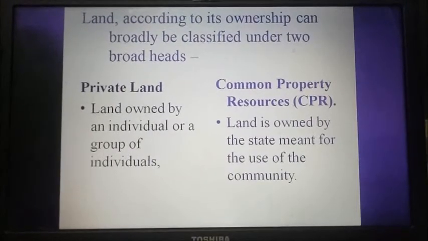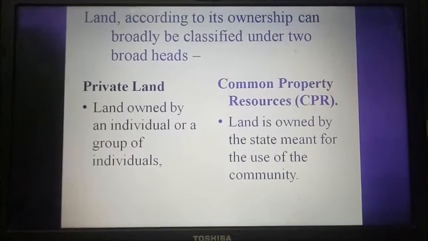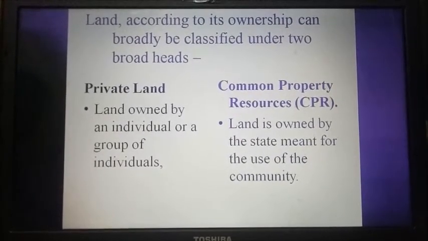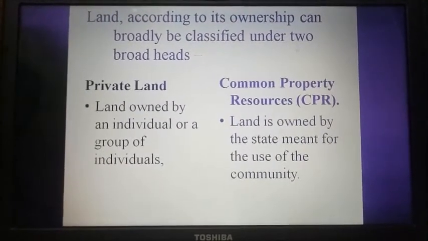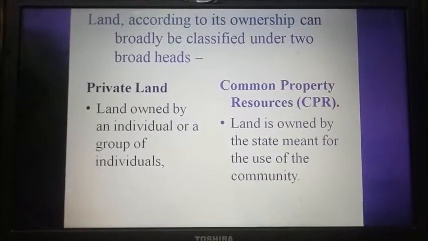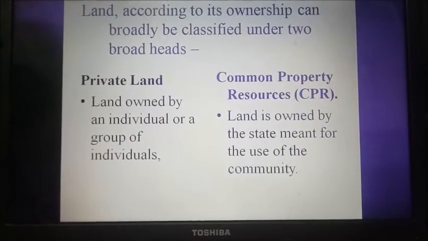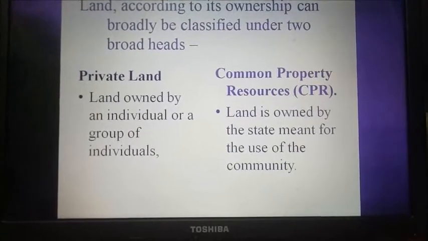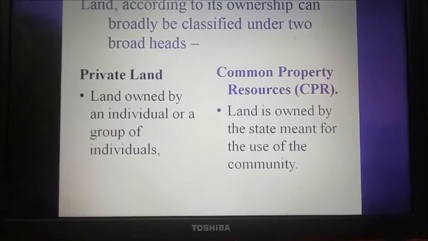Land, according to its ownership, can broadly be classified into two broad heads: private land and common property resources. Now, what is private land? As the name suggests, it is the land owned by an individual or group of individuals. You must have already studied this in class 10. And what are common property resources? CPR is the land which is owned by the state and is meant for the use of the community.